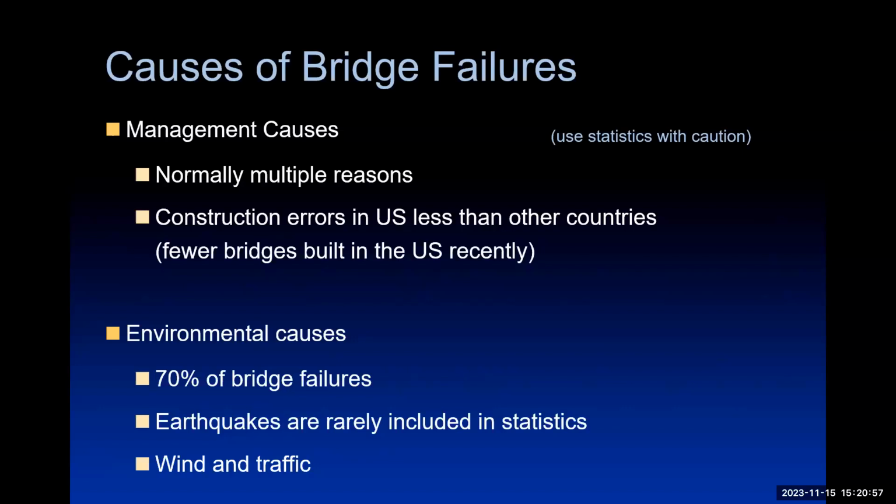So what we have is, in the management, normally there are multiple reasons for errors occurring. And these can be construction errors, amongst others. The US actually shows in the statistics that construction errors are less than in other countries. But of course, this may be that fewer bridges are built in the US right at the moment. So we have 70% of bridge failures caused by environmental issues, and the large majority of those are actually wind induced.